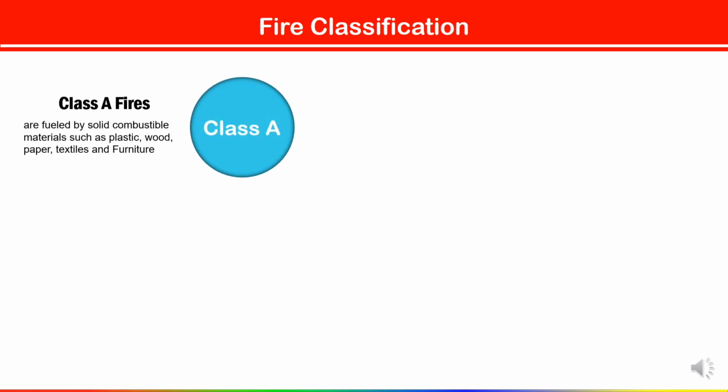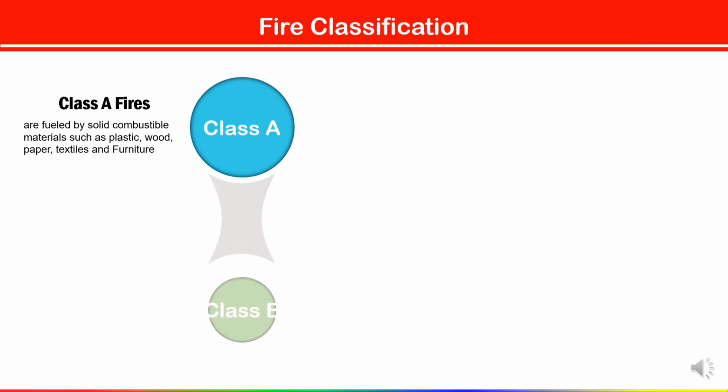Class A fires are fueled by solid combustible materials such as plastic, wood, paper, textiles and furniture. Here you have to remember one thing: class A fires involve ordinary combustible materials which ignite and burn at relatively low temperature, leaving ash as residue. An example of a class A fire is a house fire involving furniture, because this can occur when items like sofas, curtains and wooden tables catch fire, often due to candles, smoking material or faulty electrical equipment.